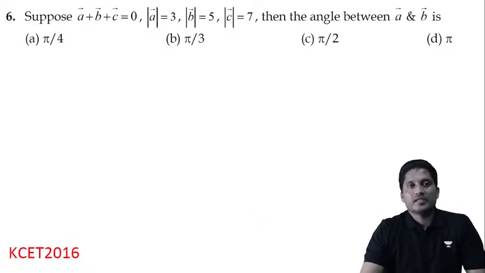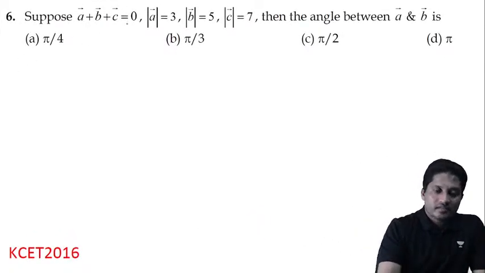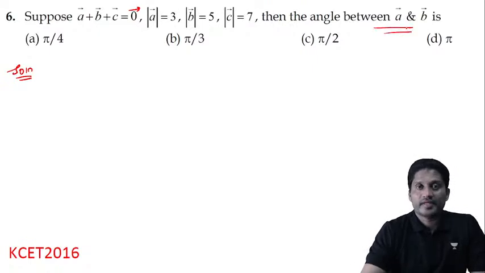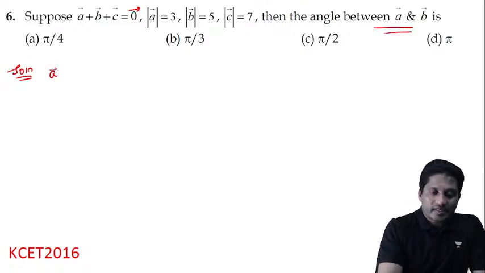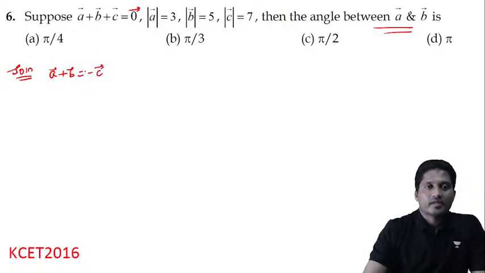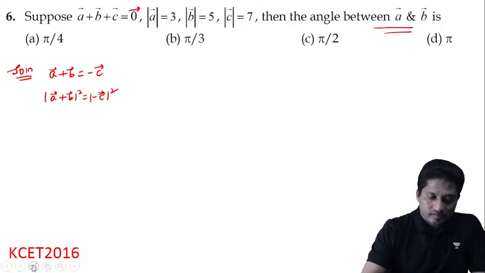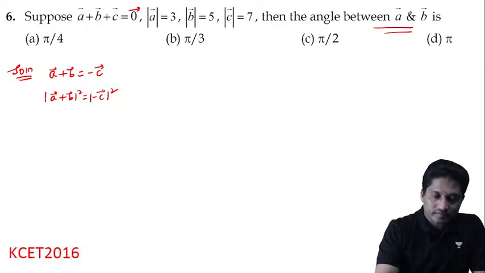A plus B plus C is 0, right? That is the null vector. I'm supposed to find the angle between A and B. It can be written as A plus B is equal to minus C. Squaring both sides, mod of A plus B the whole square is equal to mod C the whole square.